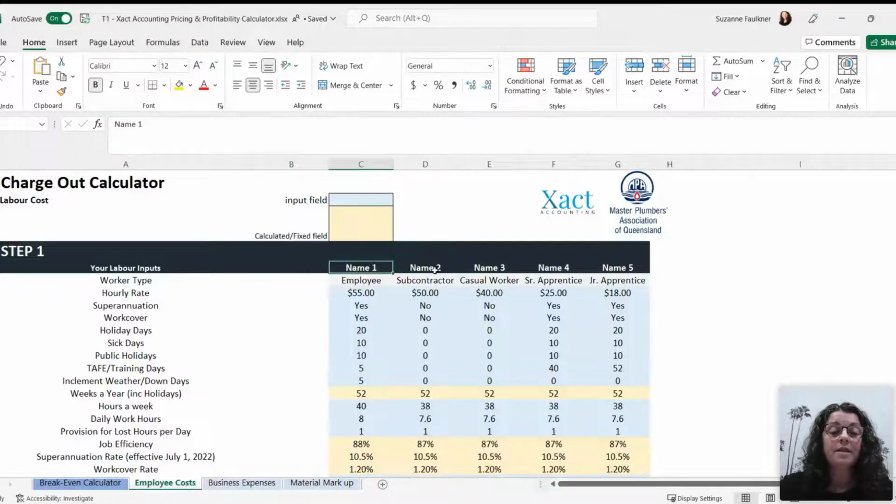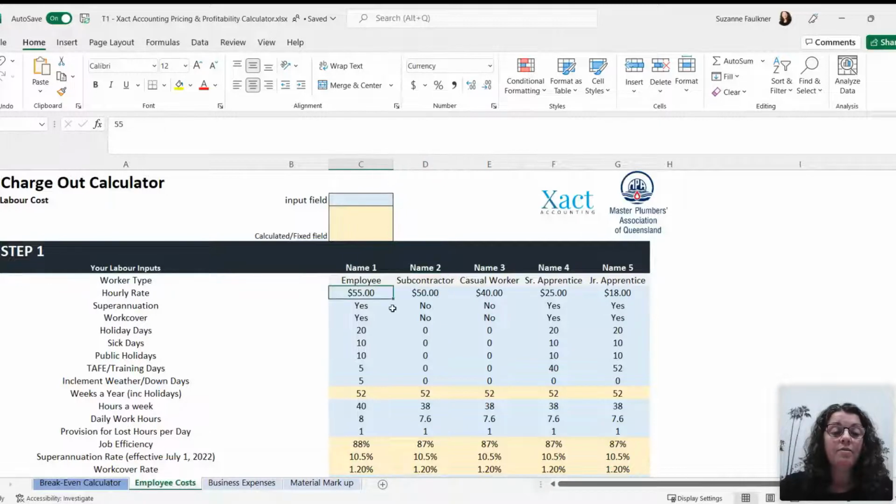Now, to make it easier, you can add the names of your employees into those columns. You can also add their classifications in there. So we've got a few examples in this case, just a standard employee. We've put a subcontractor in there, a casual worker, and a couple of apprentices with some different rates.